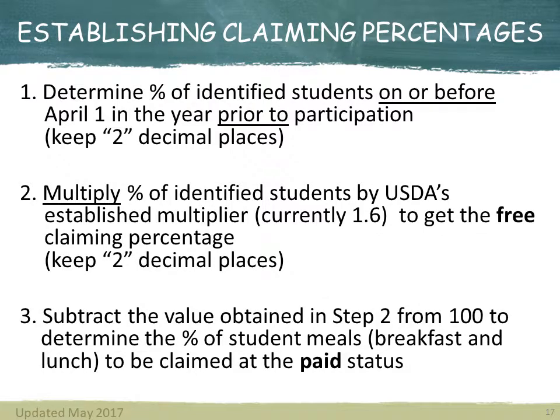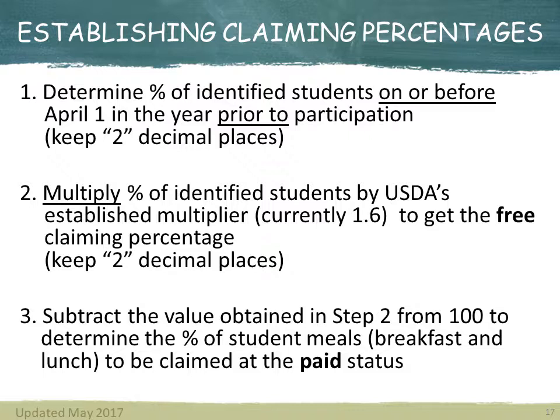So then establishing your claiming percentages, you'll determine the percent of identified students on or before April 1st in the year prior to participation, keeping that to 2 decimal places. Multiply the percent of identified students by the multiplier, which is currently 1.6, to get the free claiming percentage, and then you'll subtract that value obtained in step 2 from 100 to get the percent of student meals to be claimed at the paid status.